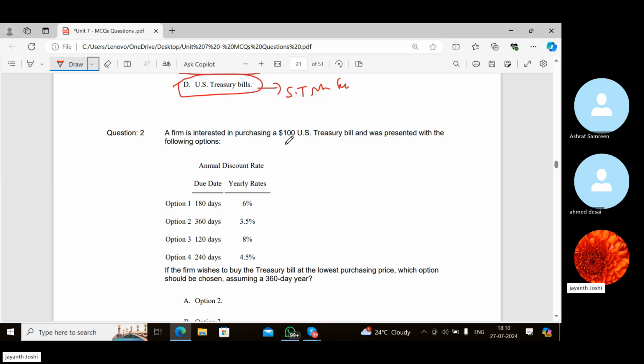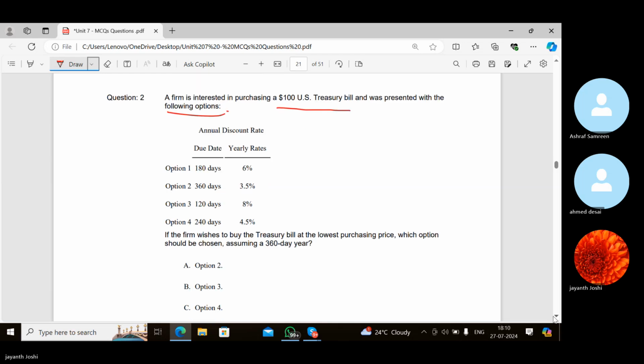Firm is interested in purchasing a $100 US Treasury bill and was presented with the following options. Option 1, for 180 days, 6% interest rate, 360, 3.5, 128, and 244.5. If the firm wishes to buy the treasury bill at the lowest purchasing price, which option should be chosen, assuming a 360-day year?